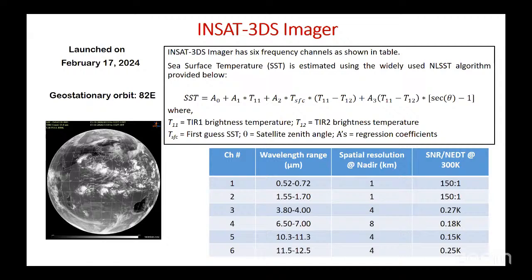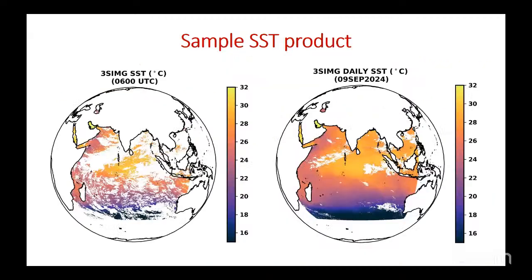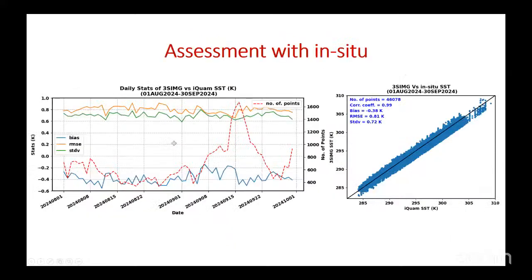I am just showing some of the initial results from this sensor. So you can see the sample SST product. This is 6 UTC on the 9th of September, recent data. This is at one time, and in the right panel you can see the daily composite SST, and the quality of data is very, very good. I will show more in the next slide.